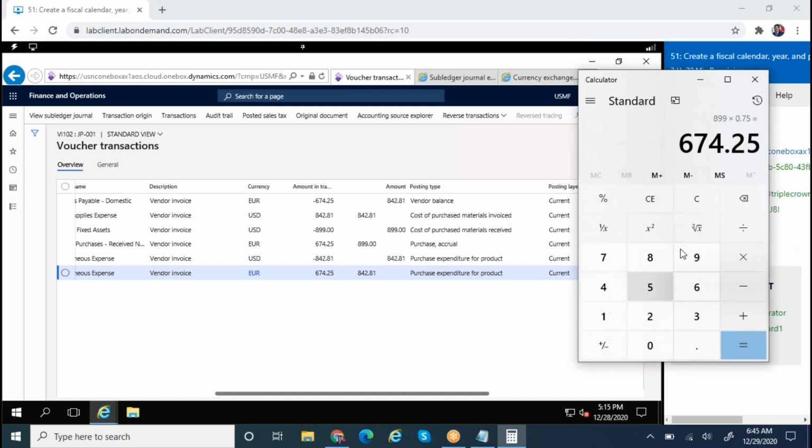So if you want the calculation, this multiplied by 100, divided by 80, it will come to 842.81.